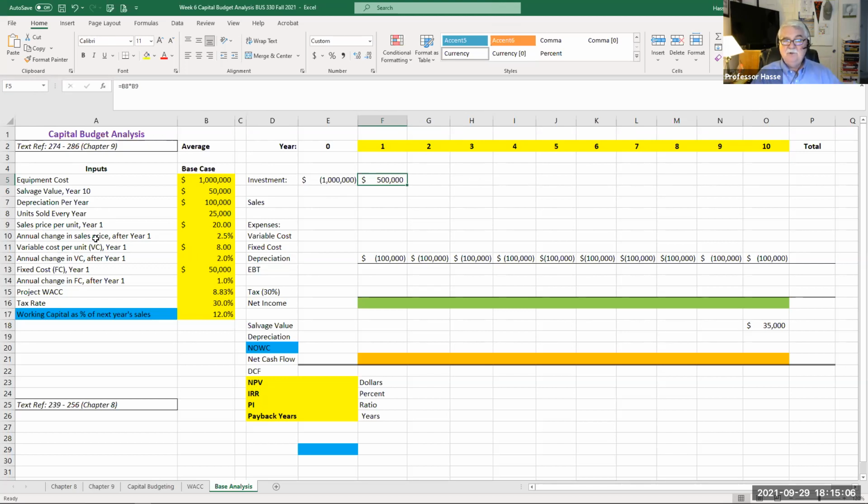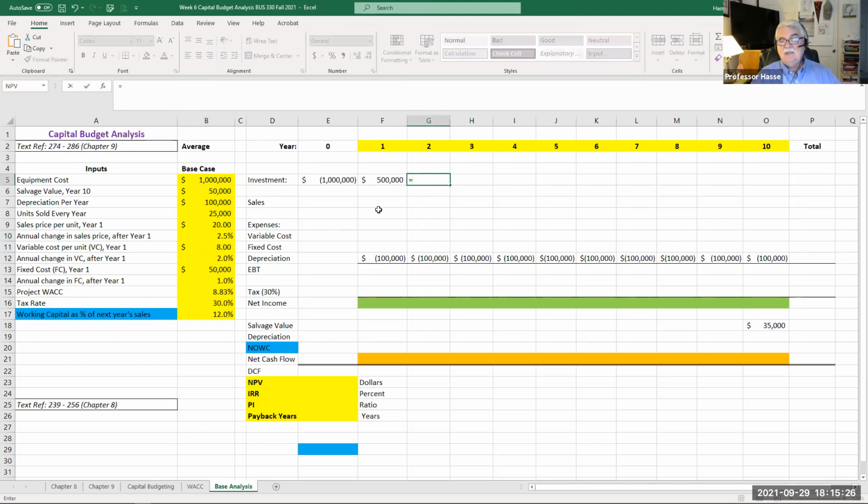But note this line here. Annual change in sales price after year 1 is 2.5%. It's called inflation. 2.5%. So we now have to go to year 2 and write in this formula, taking year 1's revenue and multiplying it times 1.025.